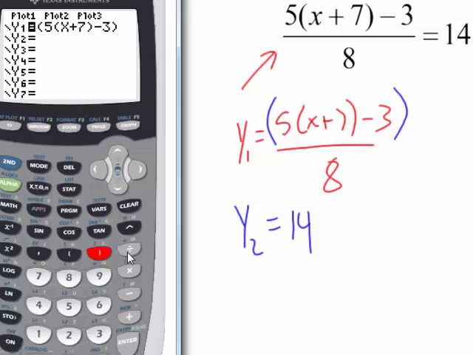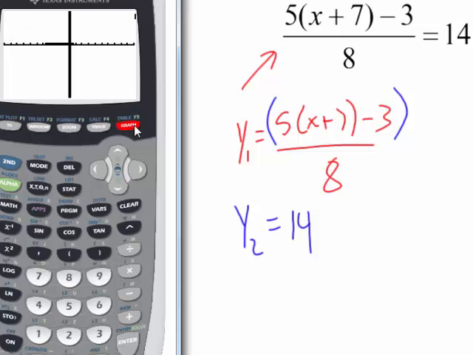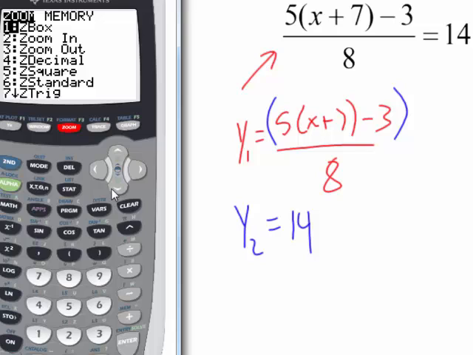Now the denominator we have to divide, right? That's a fraction bar. Divide by 8. There's that graph. And then y2 is 14. And let's go ahead and graph those two guys. Let's see if it fits. Ooh, yikes, that's really hard to see. Let's try zoom fitting again.